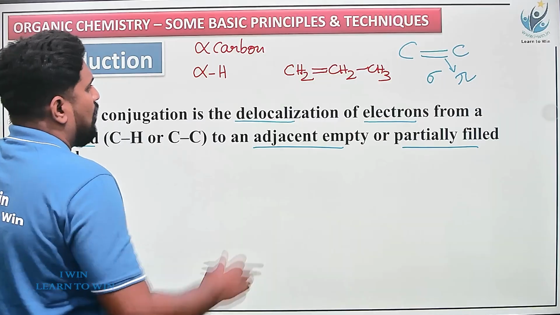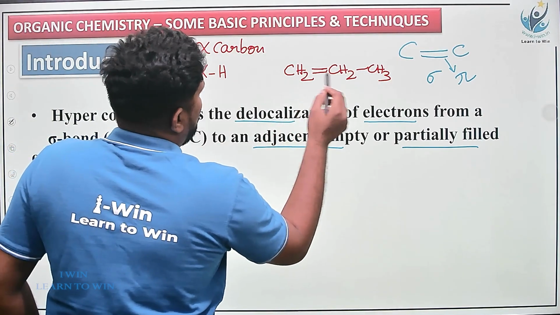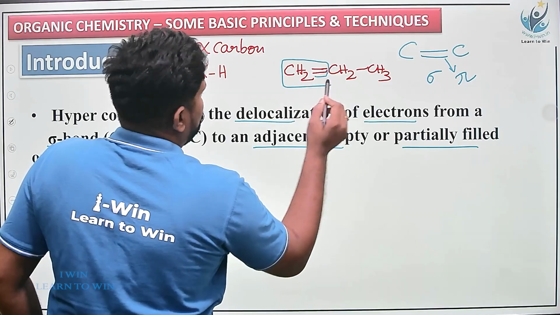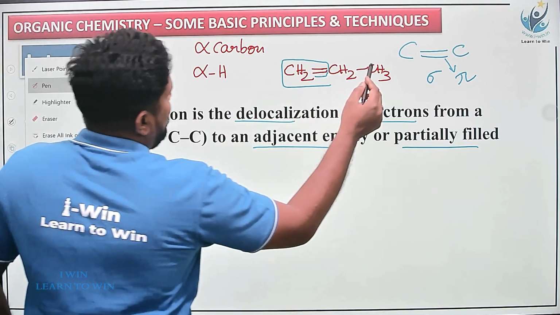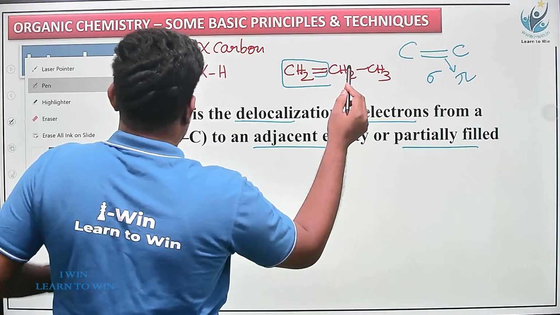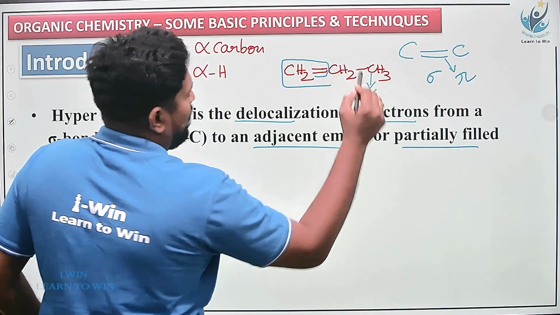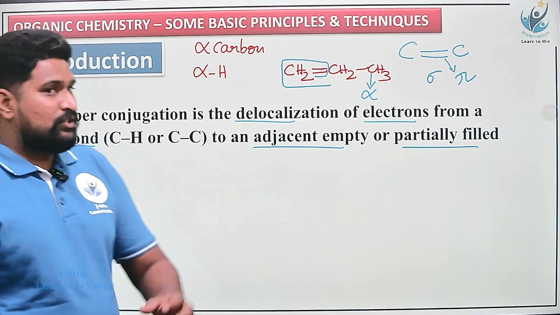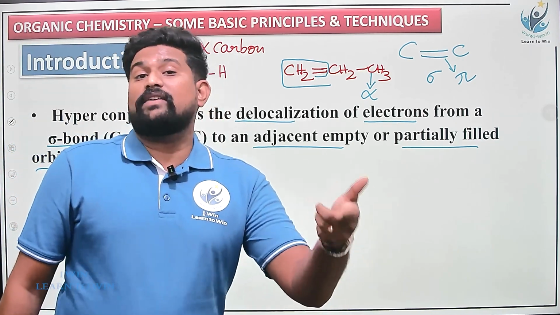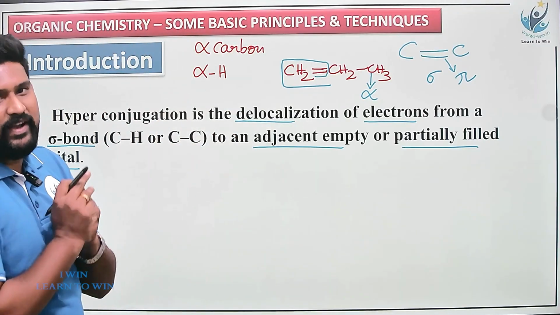Now, my dear students, look out here. Here the functional group is an alkene, right? It is a functional group. The carbon here which is adjacent to the functional group is nothing but the alpha carbon. Now you understood what is alpha carbon. Now, what is alpha hydrogen? The alpha hydrogen is the hydrogen which is attached to the alpha carbon.